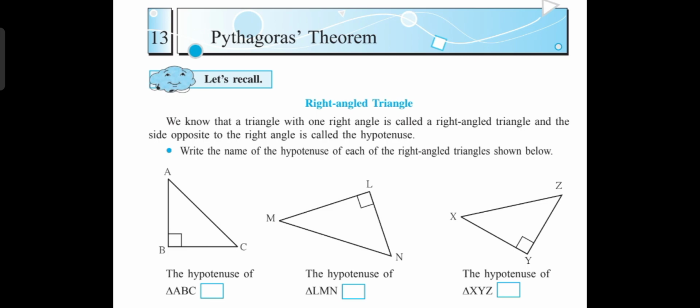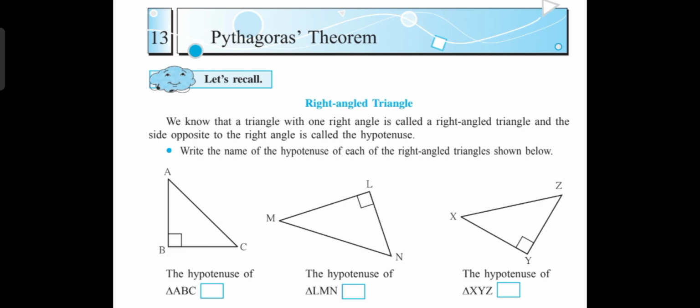Second figure. In the second figure, the triangle is LMN. Now in that triangle, which is the right angle? It is angle L. So the side exactly opposite to it; opposite means facing towards each other. So that is side MN. MN is exactly opposite to angle L. So the hypotenuse of triangle LMN is side MN.